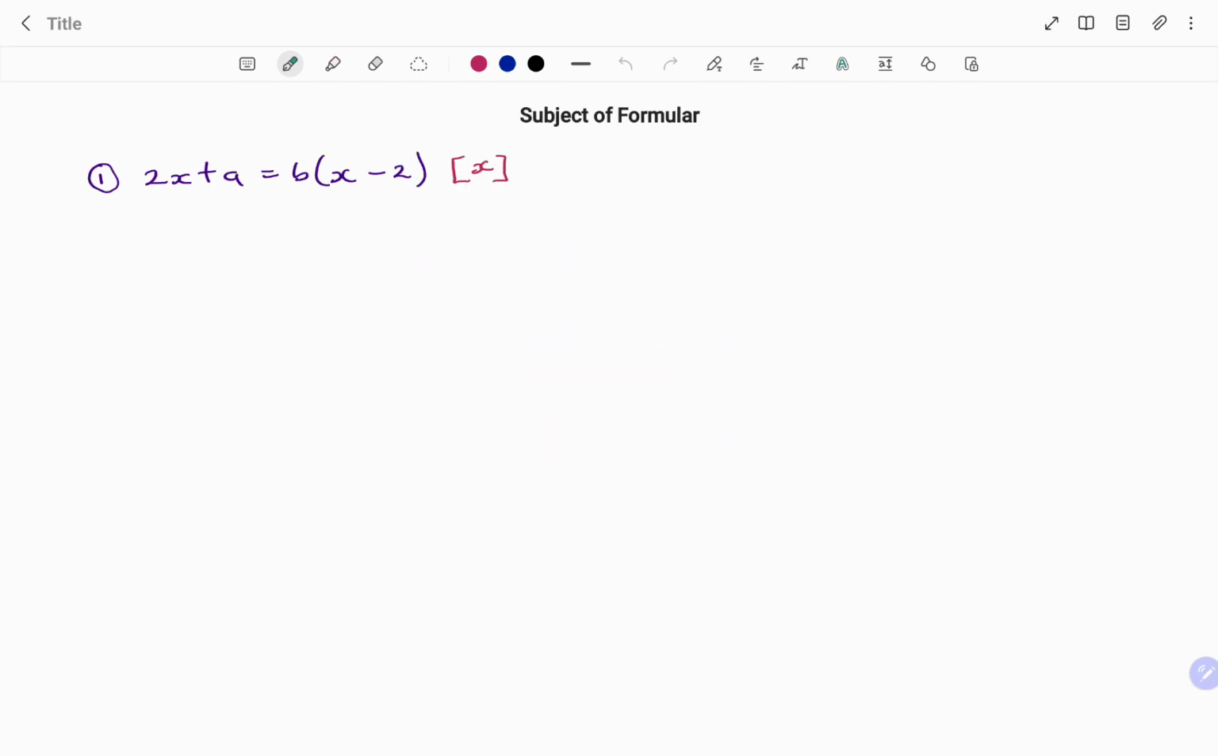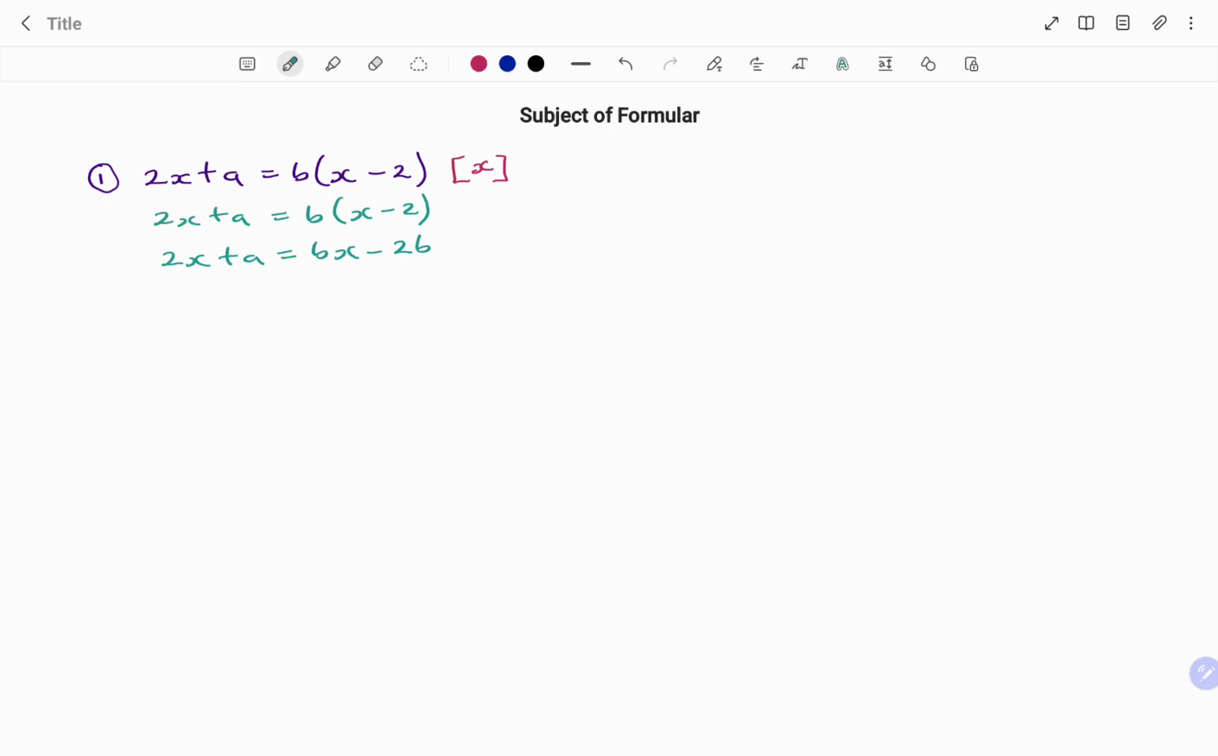In the first example, I have 2x plus a equals b multiplying x minus 2. I'm to make x the subject of formula. Before I collect all the terms with x, I'm going to expand the bracket, which is the variable in front of the bracket multiplies all the terms in the bracket. I have bx minus 2b.